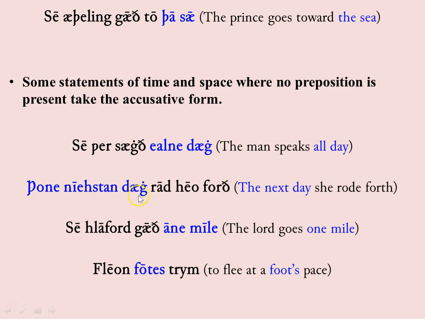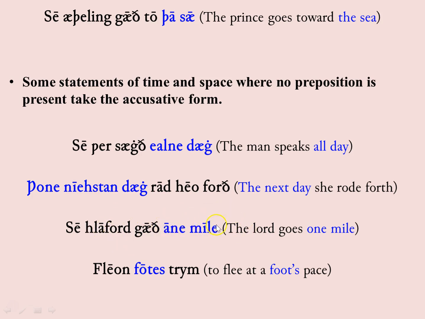Thonanich satan day rad heo farth. The next day she rode forth. Thonanich satan day, the next day, rad heo farth. She rode forth. Say halava rutgath ana mile. The Lord goes one mile.